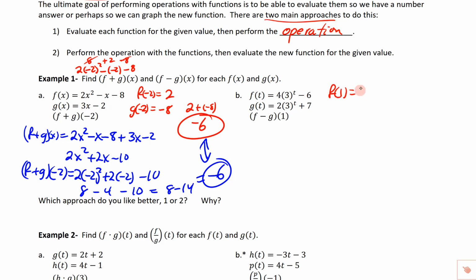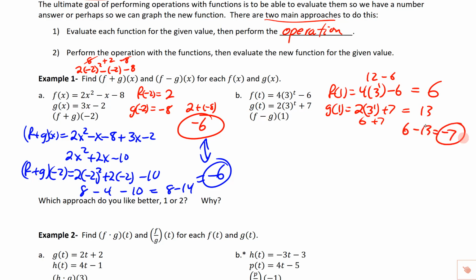If we do f of 1, this is 4 times 3 to the first power minus 6. And then g of 1 would be 2 times 3 to the first power plus 7. So let's see what we get here. 3 to the first power is 3, so this is going to be 12. So 12 minus 6, we'd end up with 6 on that one. And then 2 times 3, that's going to be 6 plus 7, so this is going to be 13. And what we want to do is we want to subtract these. So 6 minus 13, we'd end up with negative 7.